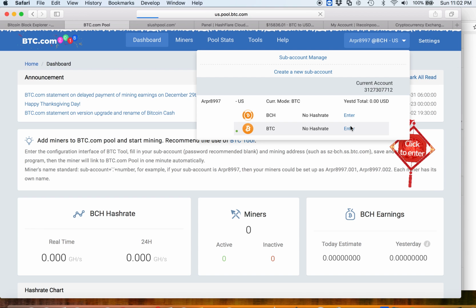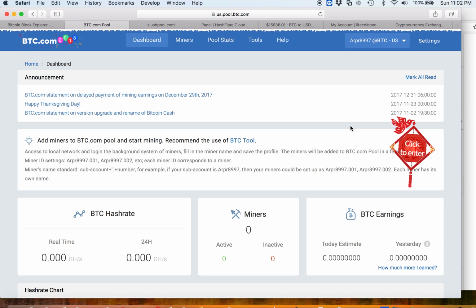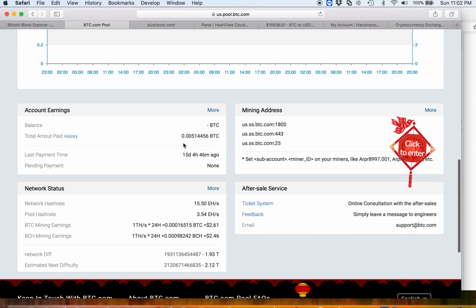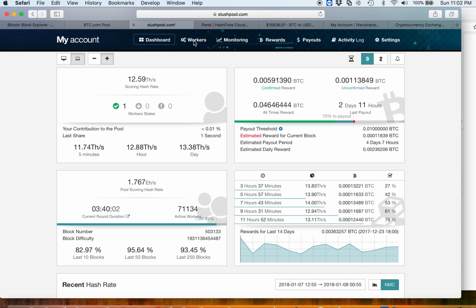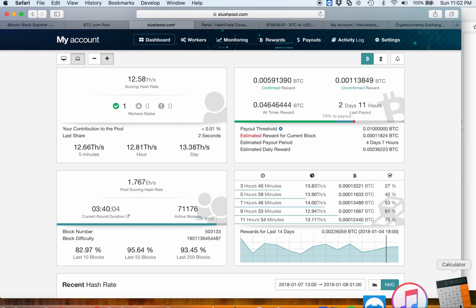Okay, so now let's go back again to the BTC pool, and let's get the Bitcoin earnings. So what I'm going to do is I'm gonna get the total Bitcoin that I have from BTC pool, and then I'm gonna add it to the current Bitcoins that I have from Slush pool. Then we're gonna get the rate. Okay, here, so the total Bitcoin that I had from BTC pool when I mined for a couple of days is 0.0051456. So let's pull the calculator. Okay.